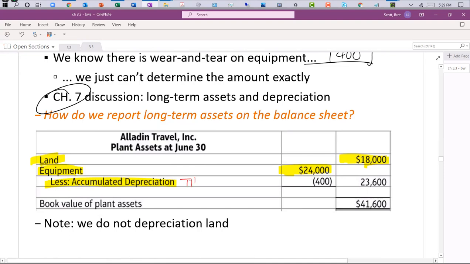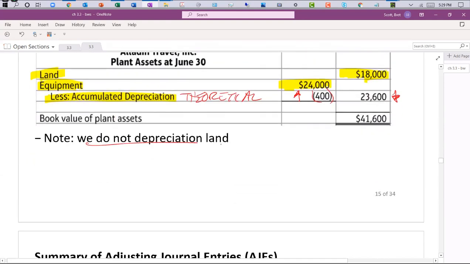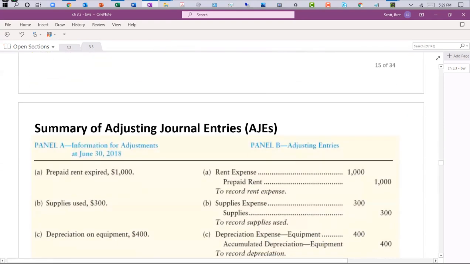This is all theoretical. And that will be 400 right now. This balance will increase over time, which will over time decrease the net book value. We do not depreciate land.